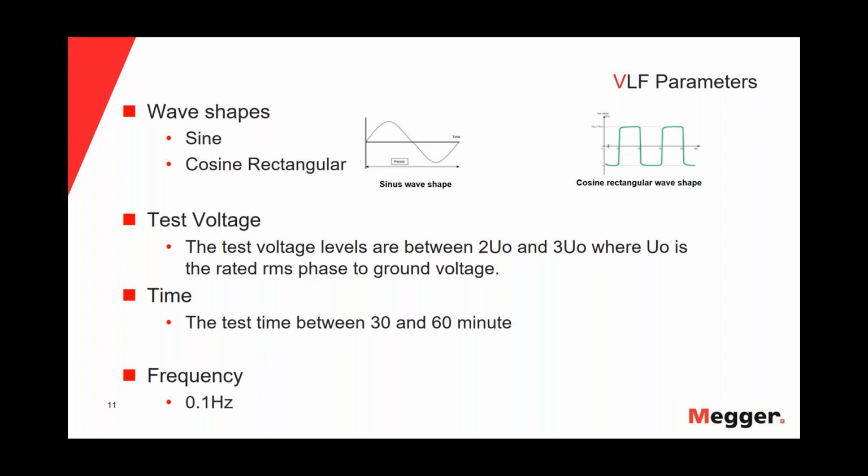The test voltage that we use for the BLF test will be between 2 times U0 and 3 times U0, where U0 is the rated RMS phase to ground voltage. And the test time will be between 30 and 60 minutes if we are using, for instance, the IEEE 400.2. The frequency must be 0.1 hertz, but in the BLF test we have the option to decrease the frequency. For instance, when we want to test very long cable with sinus units.